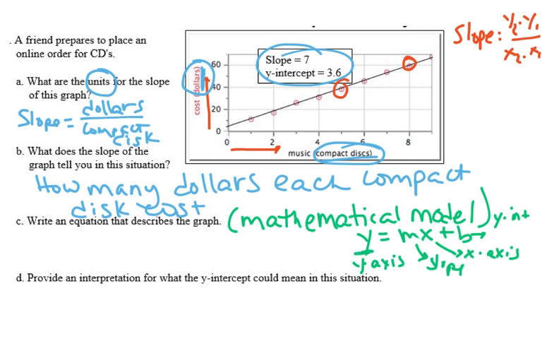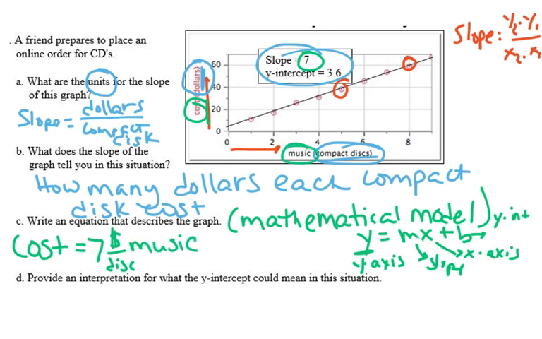But I'm not going to use y because we have a word that tells us what the y-axis is equal to. So for y, I'm going to use cost because that's what's on my y-axis. And that's equal to my slope, which they have as 7 here. Okay. And I'm going to put units in here. So it's $7 per disc. And then I have music right here, so that 7 is going to be times my music. And then I have a y-intercept, which is 3.6.